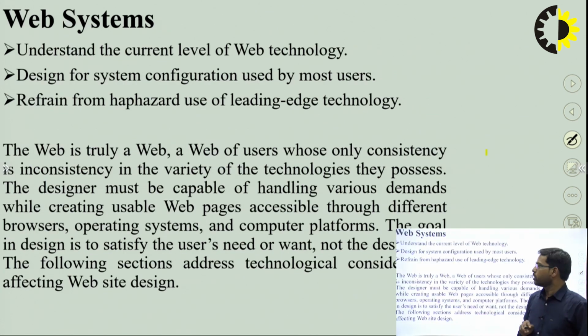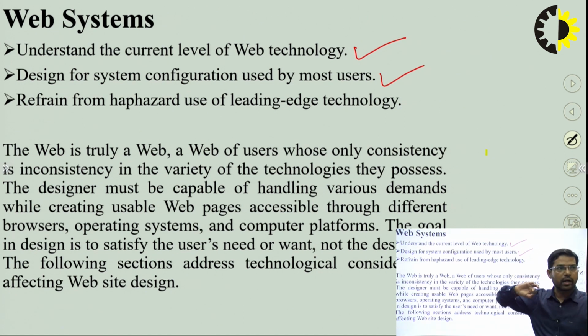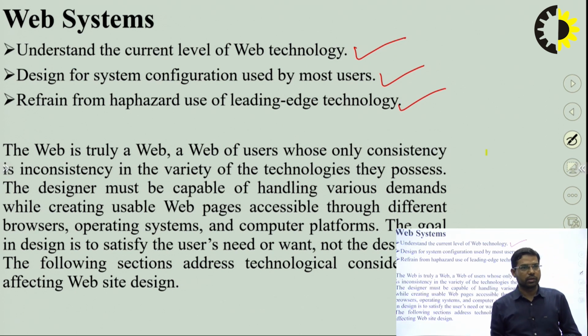So next is designing for the web systems. Web system design is basically to use the current level of web technologies designed for the system configuration used by most users, and also refrain from hazardous use of leading edge technology. So the web is truly a web. Web means World Wide Web. We talk just like the internet.